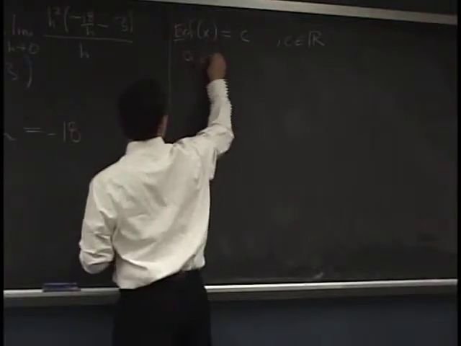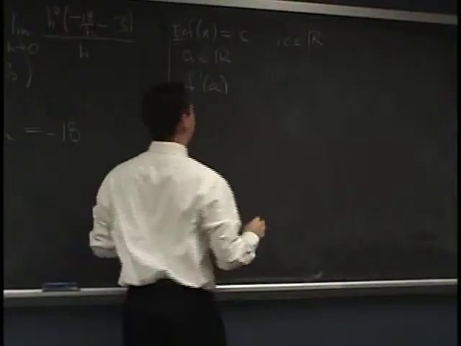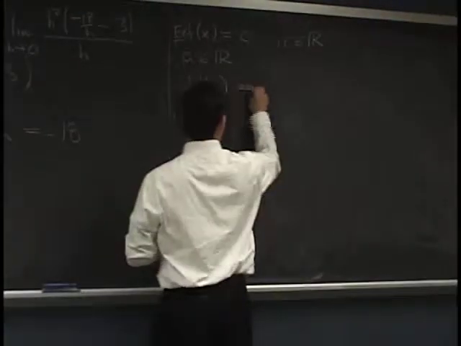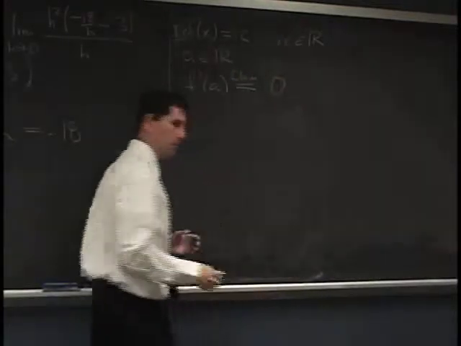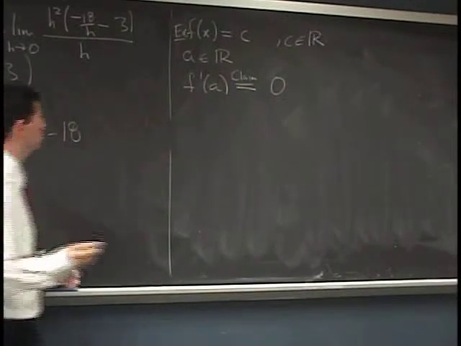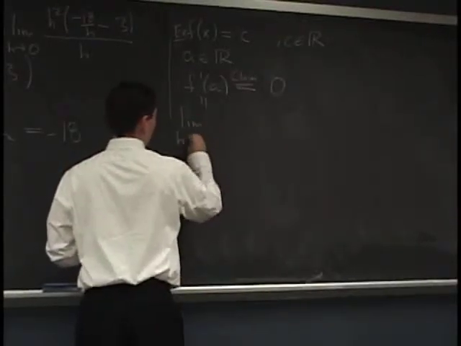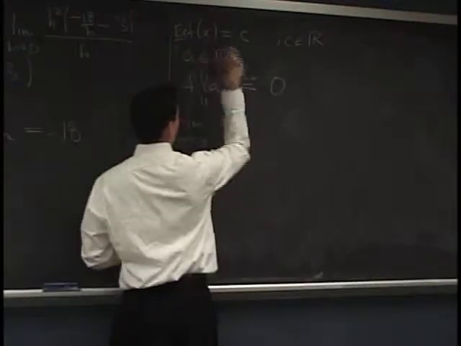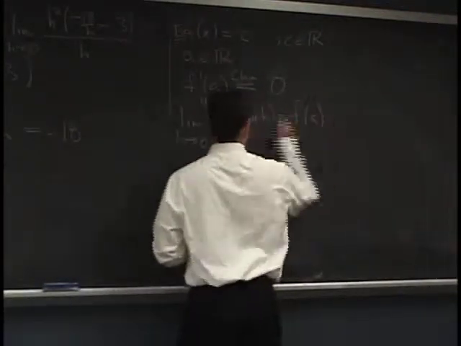Interesting. Okay, so a is some point, right, and I want to know what is the derivative at a. And the claim is that this is 0. Okay, so we prove it. Well, we know that this is equal to the limit as h goes to 0 of, for any a, f of a plus h minus f of a over h.